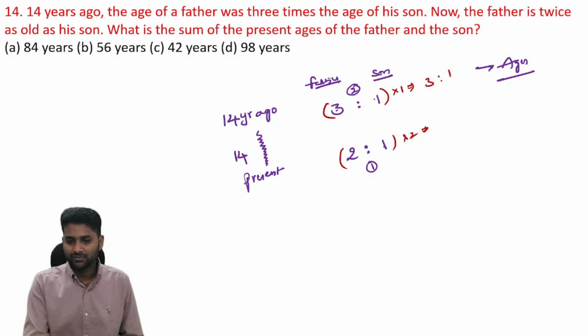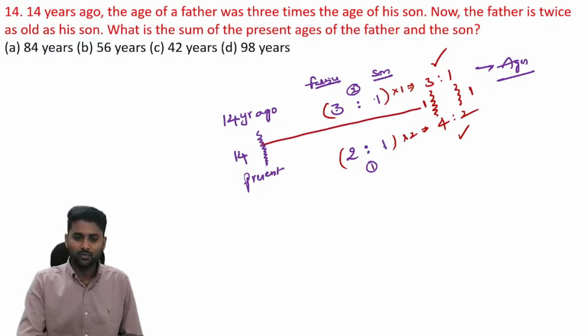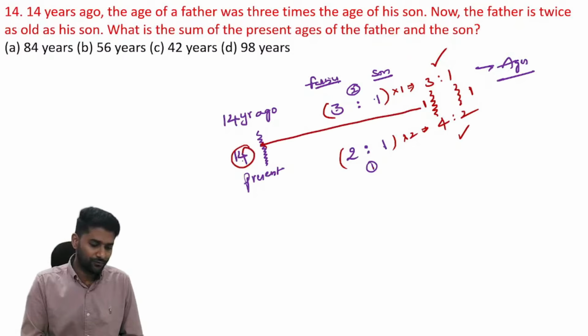So it's 3 is to 1. It's a 4 is to 2. Then you can check. Here the difference is 2 units and the difference is 2 units. Now 3 becomes 4, 1 becomes 2. So how much difference again? 1. Now 1 becomes how much? 14 years. 1 becomes 14 years.